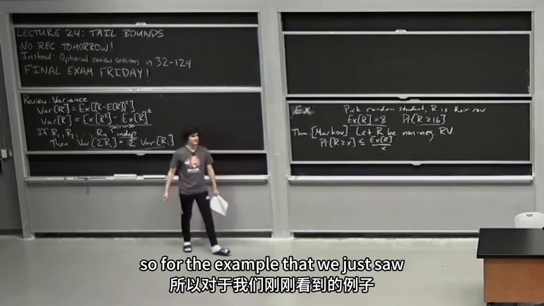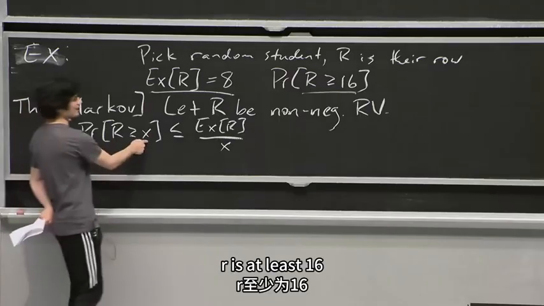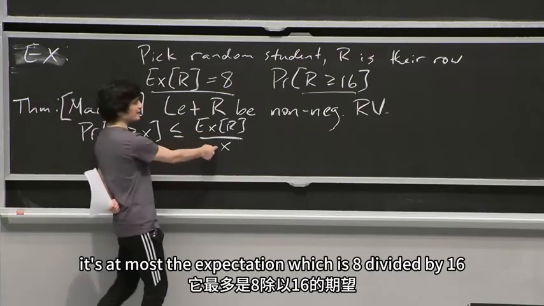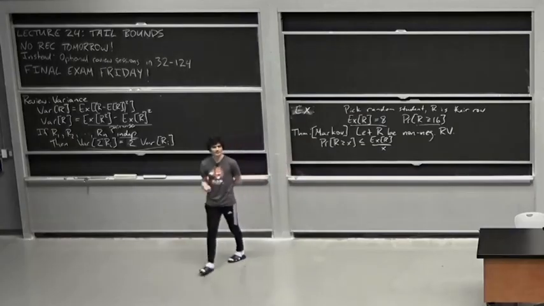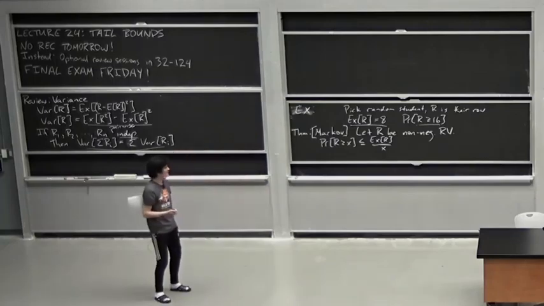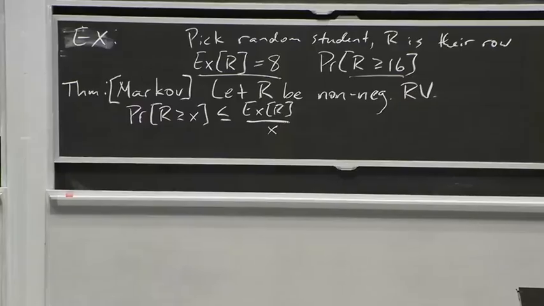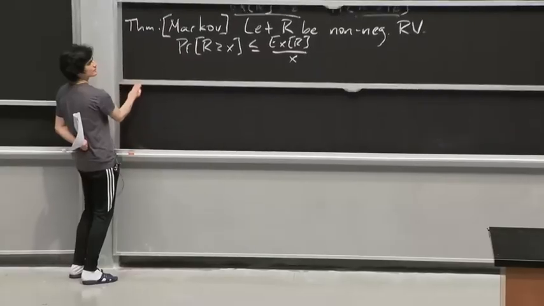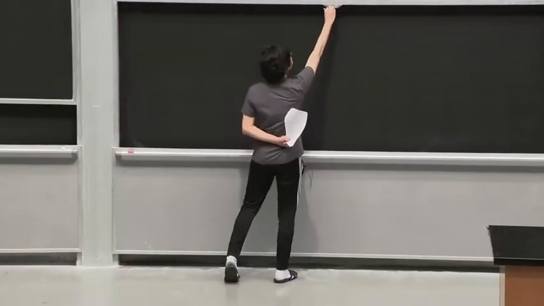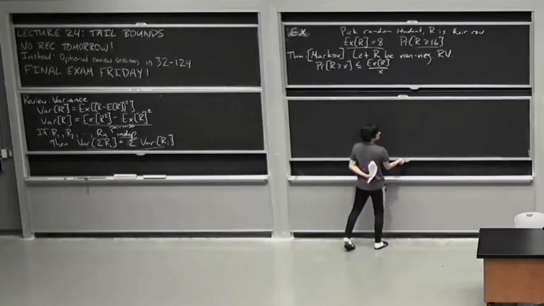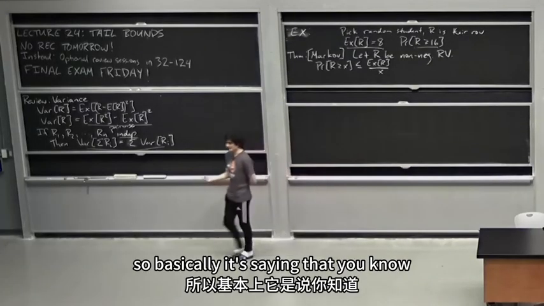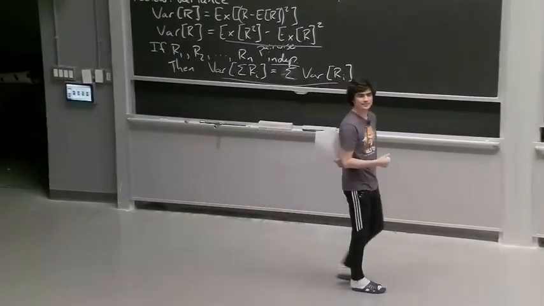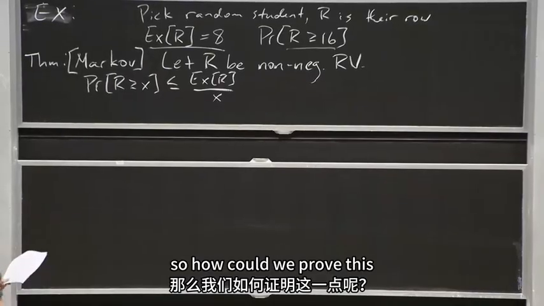So for the example that we just saw, the probability that R is at least 16 is at most the expectation, which is 8, divided by 16. So that gives us 1/2. Okay? Does the statement make sense to people? So basically it's saying that you can't have too many super large values because that would push the expectation up too high. Okay? So how could we prove this?